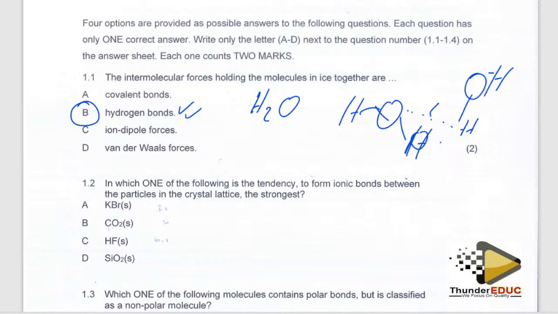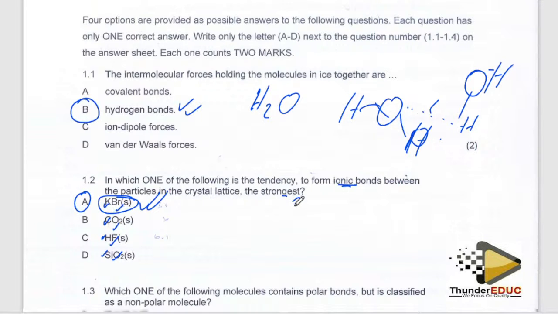They're saying, in which of the following is the tendency for ionic bond between the particles in the crystal lattice strongest? So here, you have to look at what forms. When you say ionic, it means that you are looking at what forms between the metal and the non-metal. So when you look at this, it is non-metal, non-metal, non-metal, non-metal, non-metal, non-metal, metal and non-metal. So this one becomes the answer. So 2 marks go there.